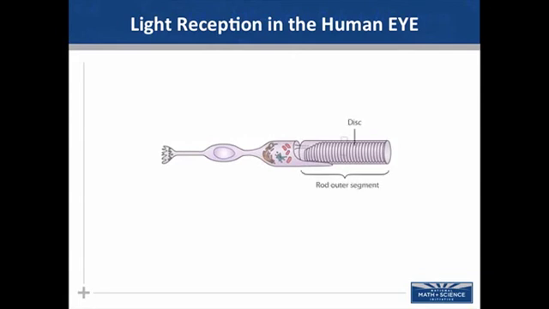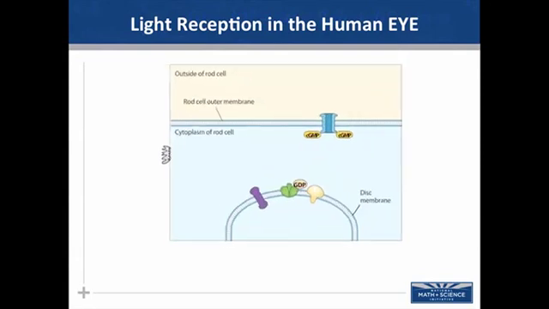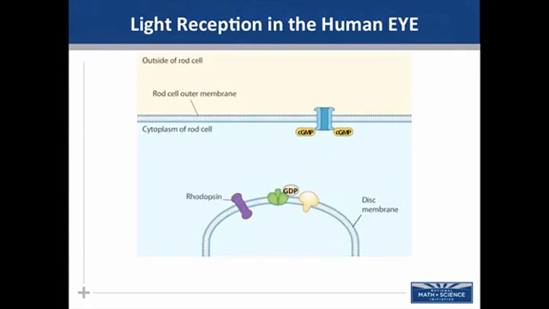The disc membranes are stacked inside the rod cell outer membrane. In addition to rhodopsin molecules, the disc membranes carry G proteins, also called transducin, and molecules of the enzyme phosphodiesterase. The rod cell outer membrane contains a type of sodium channel that is held open by the binding of cyclic GMP molecules. The open sodium ion channels allow sodium ions to flow spontaneously from a higher sodium ion concentration outside the cell to a lower concentration inside the cell, thereby depolarizing the cell.